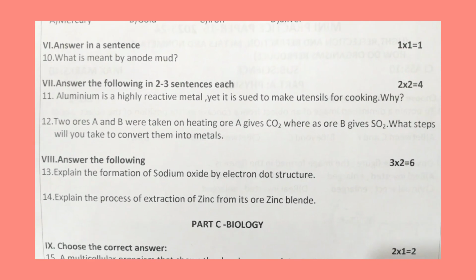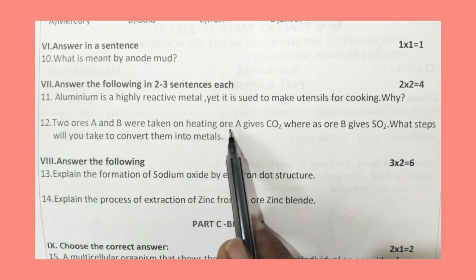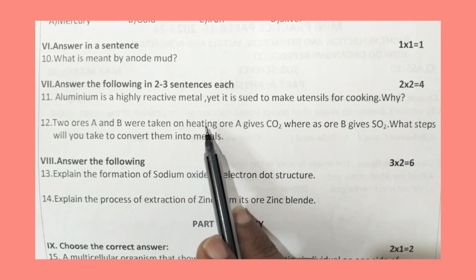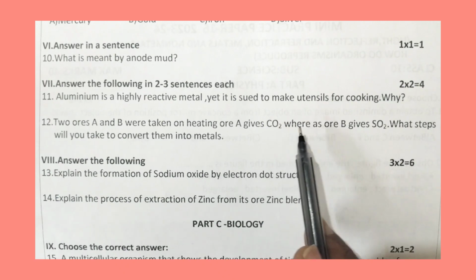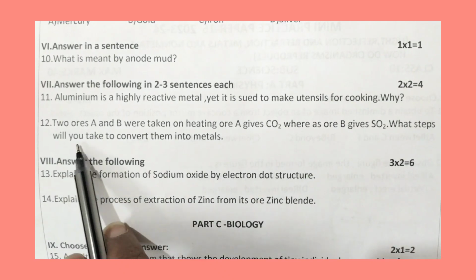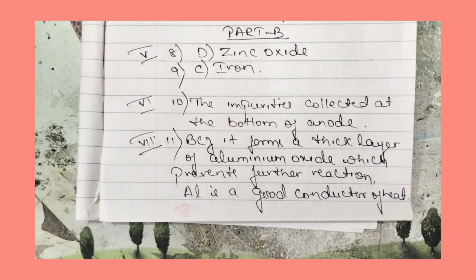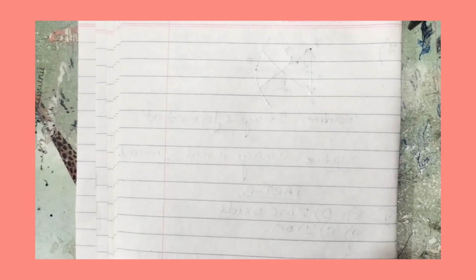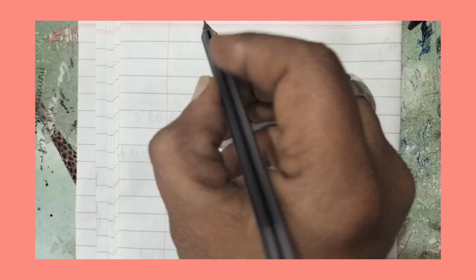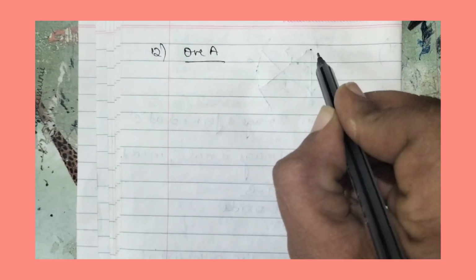Then coming to the 12th question, 2 ores A and B were taken on heating. Ore A gives carbon dioxide, whereas ore B gives sulfur dioxide. What steps will you take to convert them into metals? So now let us answer question number 12. So they have given 2 ores. One is ore A, another one is ore B.